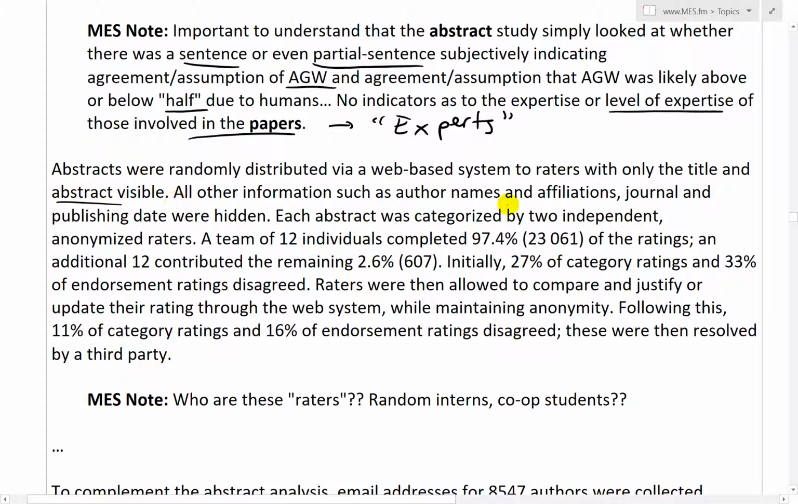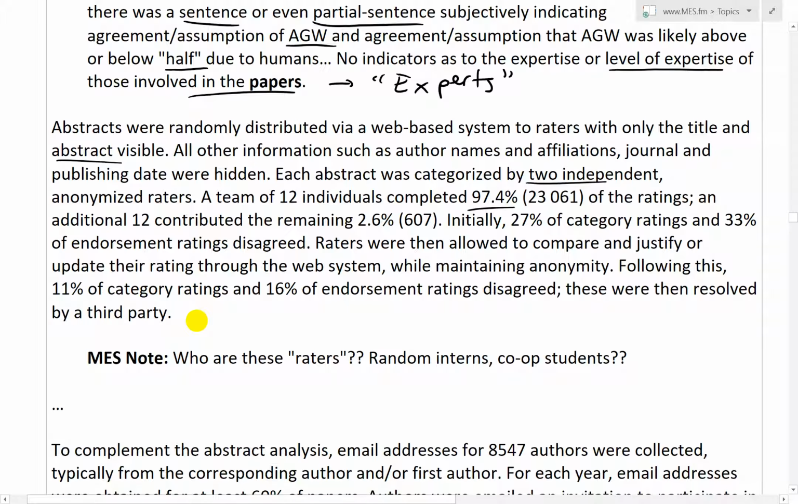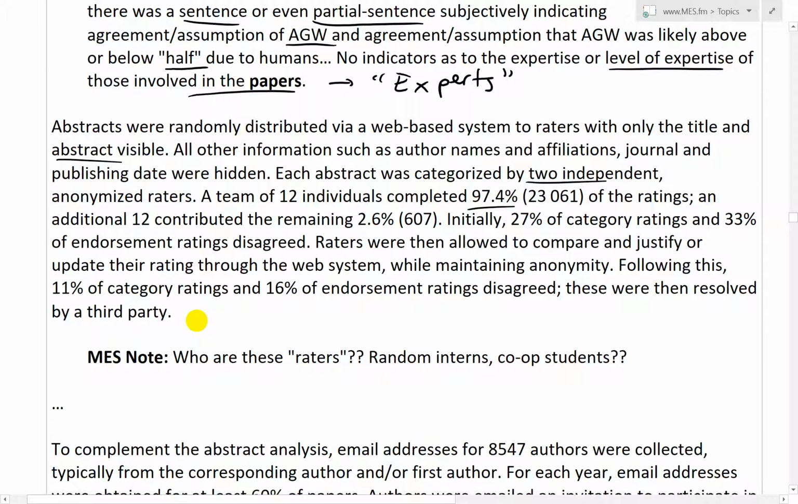Each abstract was categorized by two independent anonymized raters. A team of 12 individuals completed 97.4%, 23,000 of the ratings, and an additional 12 contributed the remaining 2.6%, or 607 ratings. Initially, 27% of category ratings and 33% of endorsement ratings disagreed.